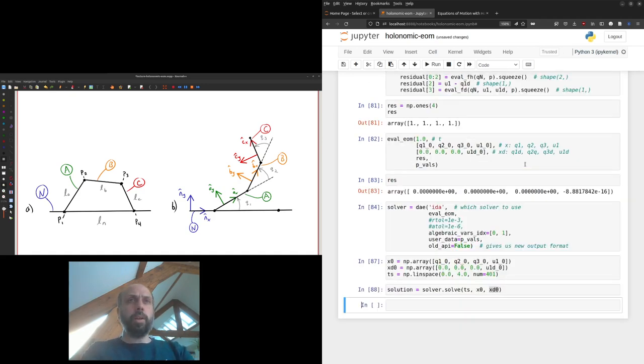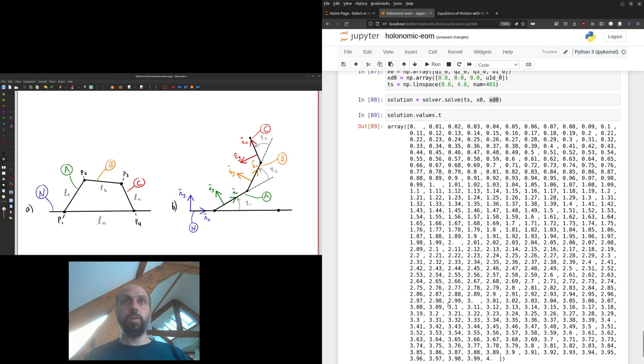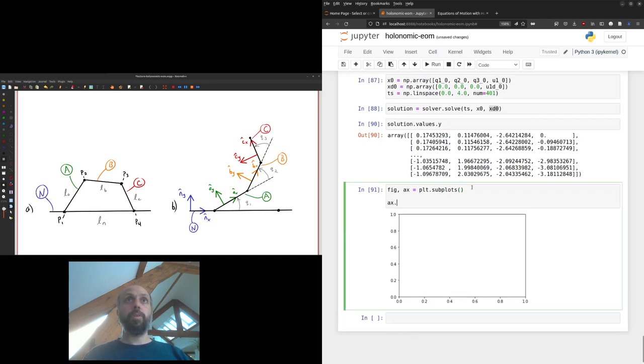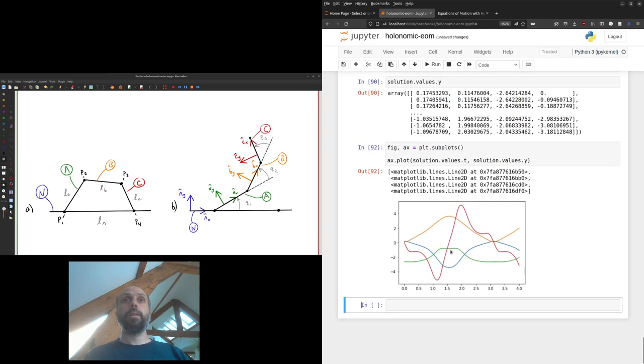All right, so it's integrating the equations. It took a couple seconds there. The values are now stored in solution.values.t, which gives us the time values, 0 to 4 seconds, and y gives us all of the state variables. All right, so we should be able to plot that. Let me just do a simple plot. So if I do ax.plot solution.values.t and then solution.values.y, I get a solution here.